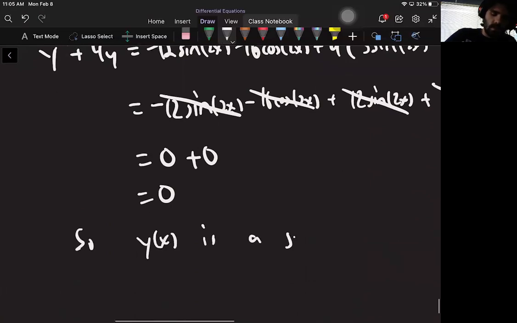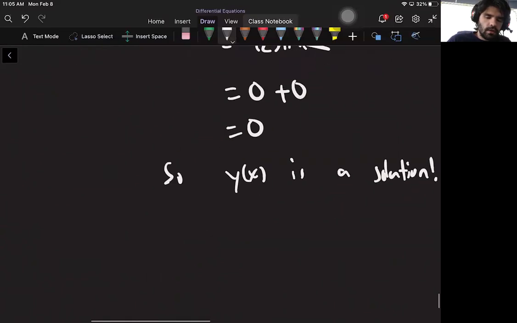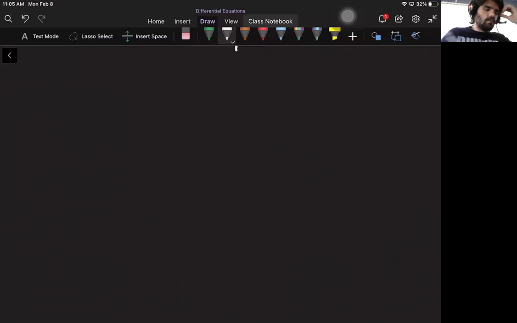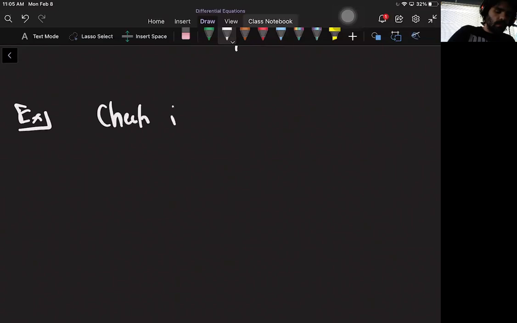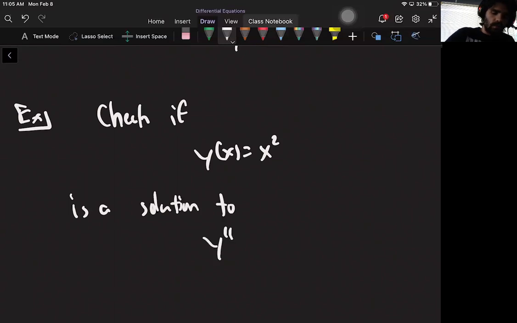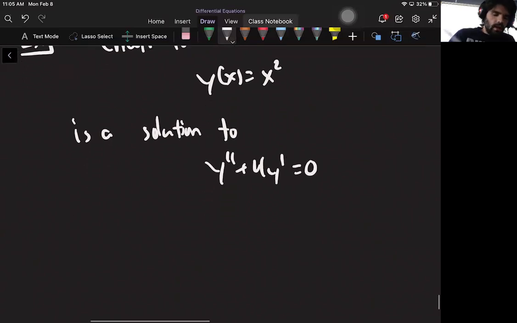So this is a solution. Great. Okay, so you should also see when things are not a solution. What does that mean? Because that can also happen. So not everything solves everything, but let's see. Let's check if this guy is a solution to y double prime plus 4y prime equals 0. So slightly different differential equation than last time. And the answer will be no, but let's see.